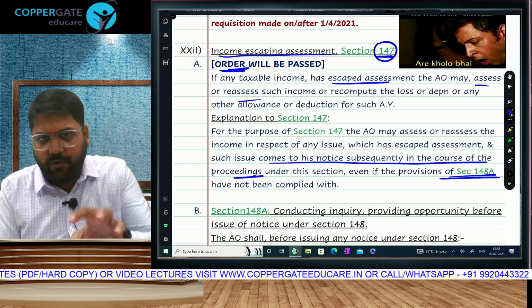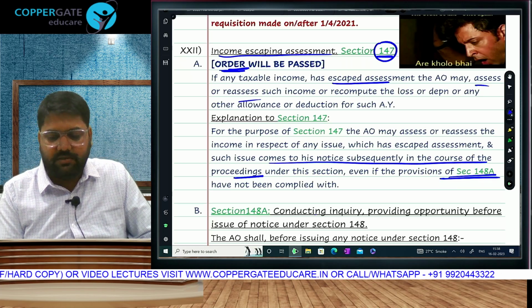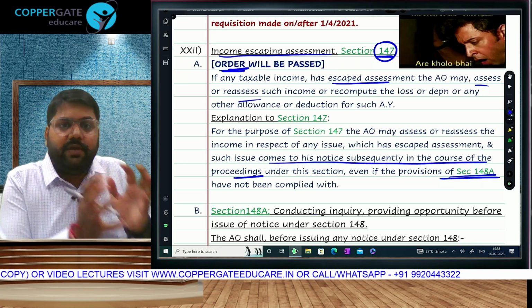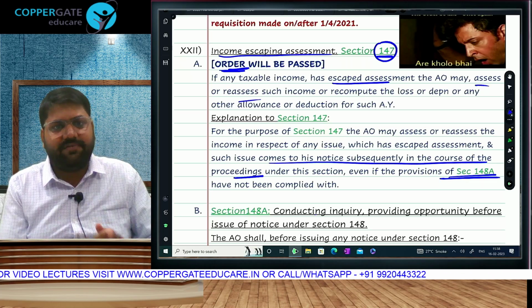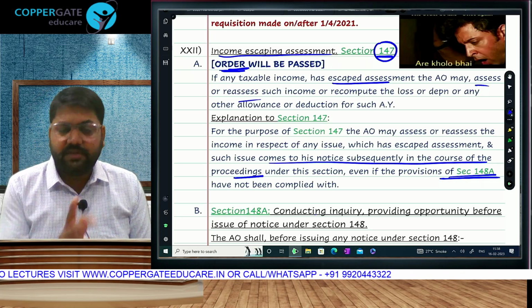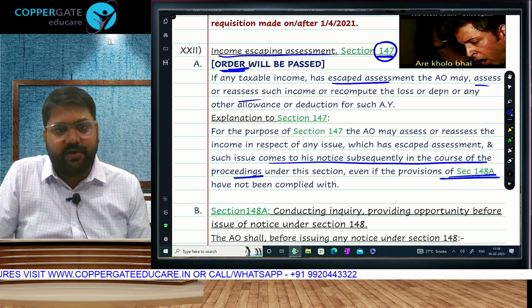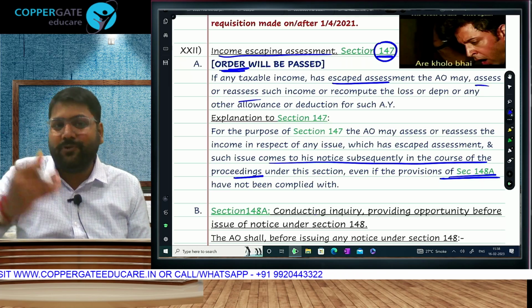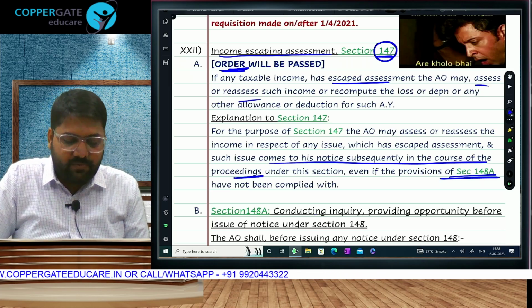Again, before giving you the first notice, he has to follow the procedure. Once he has followed it, now he has given you a notice for, say for example, doubt about traveling expense reduction. Now later on, if he has doubt about telephone expense or electricity expense also, he need not follow the procedure again. He can just take up those issues.